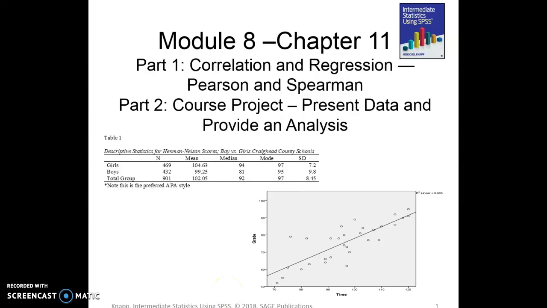We'll be using Chapter 11 out of the textbook. We're going to be doing two things, correlation and regression. We're going to use the Pearson and the Spearman out of the textbook. In the course project, we're going to present some data and provide a little analysis to get along with that.